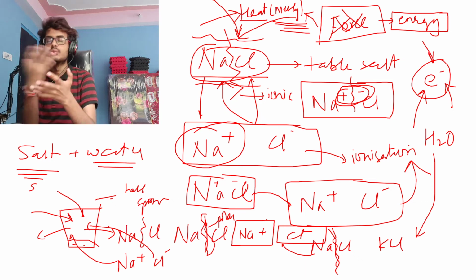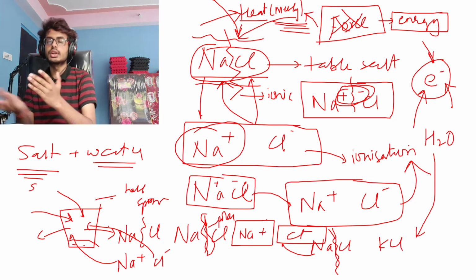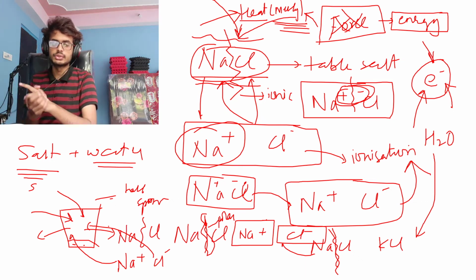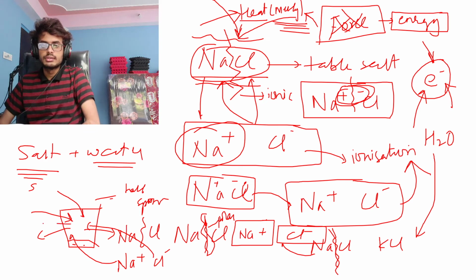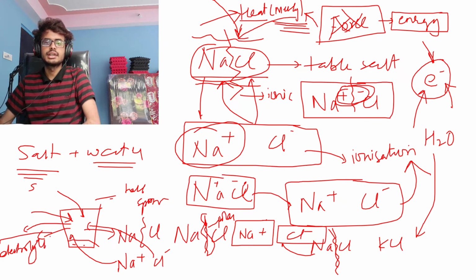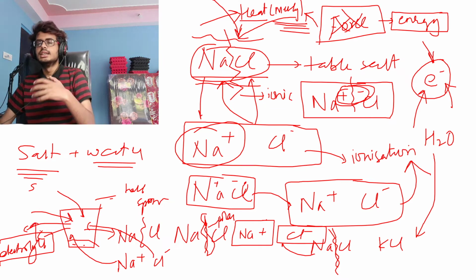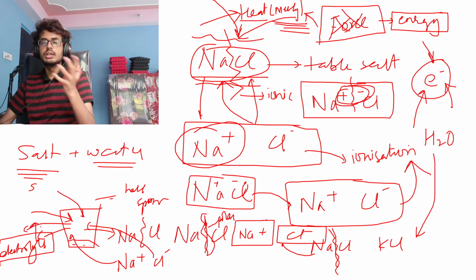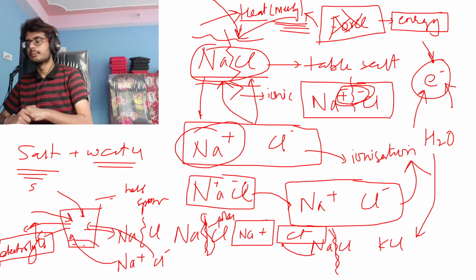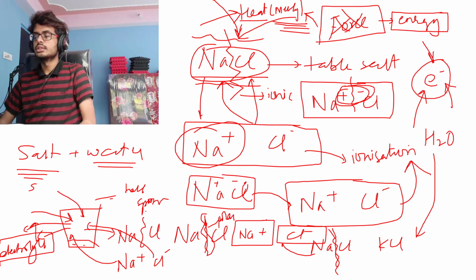So those ions are responsible for conduction in the liquid solution, or colloquially, we term it an electrolyte. So electrolytes are things that allow the flow of current through them. Electrolytes are liquids or liquid solutions that allow electricity or current to flow through them. So that is an electrolyte. So this is dissociation or ionization.